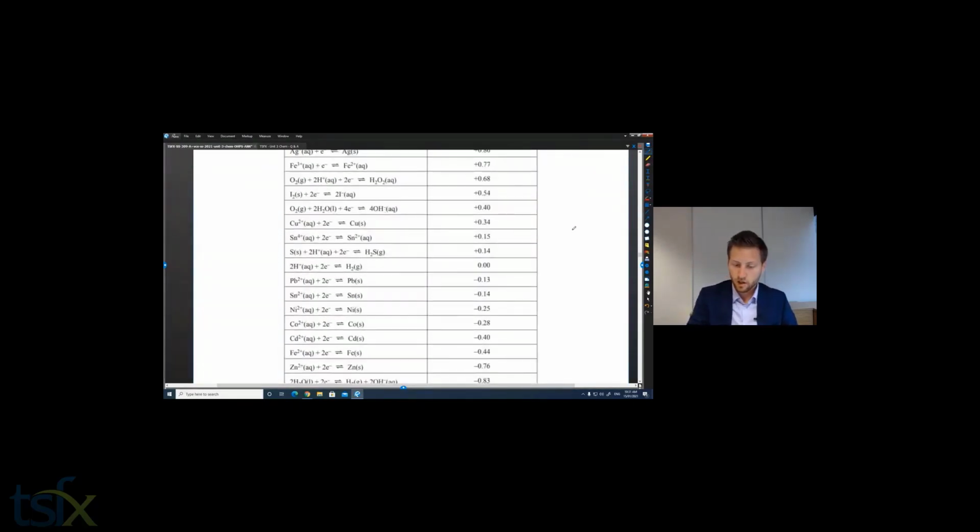So here is hydrogen right in the middle, and we're comparing everything to hydrogen. If it can gain electrons from hydrogen, it's positive. If it can lose electrons to hydrogen, it's negative. So anything above gains electrons from hydrogen, and anything below, down here, loses electrons to hydrogen.